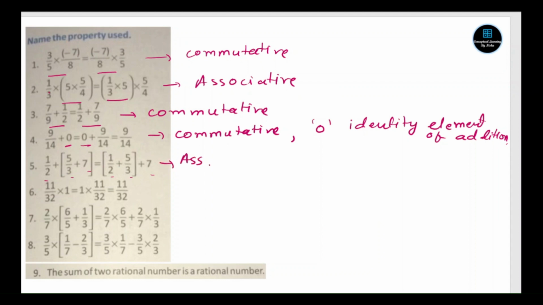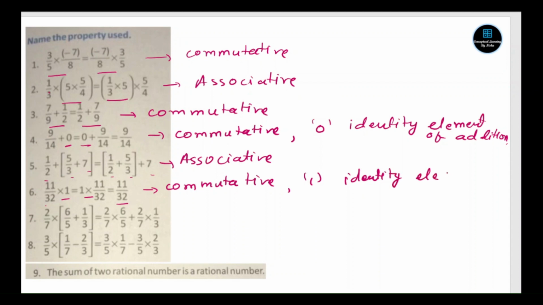Okay. Now see, the numbers are the same as they are, only the brackets' place is changed, means associative. It is very much important to identify. Okay. Now multiplication by 1 and you'll get the same number. So commutative and identity element. So 1 is the identity element of multiplication.